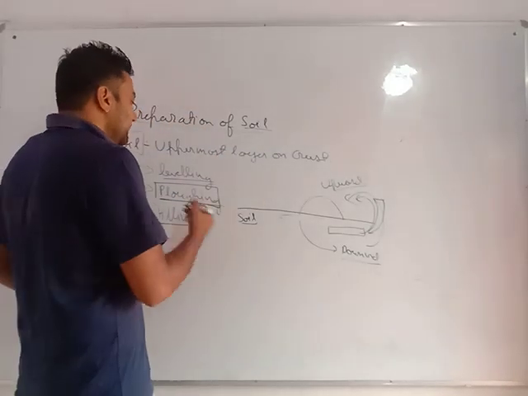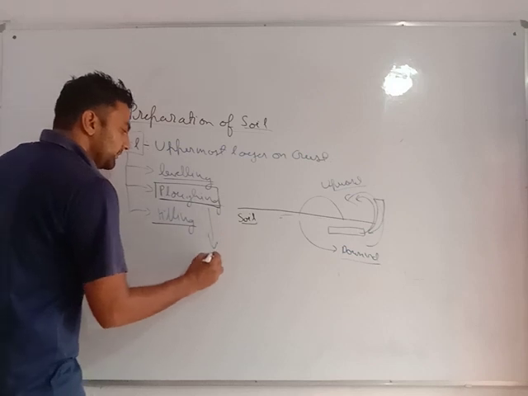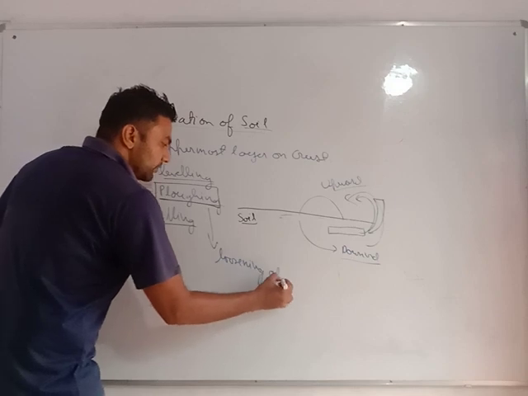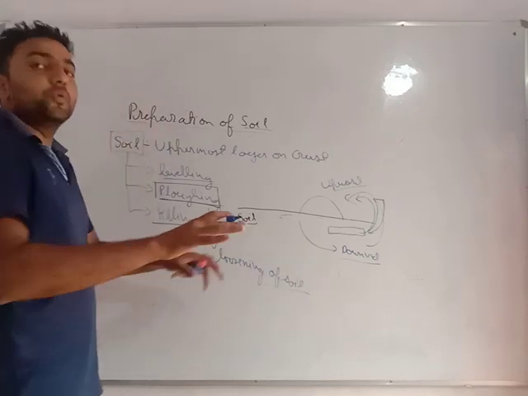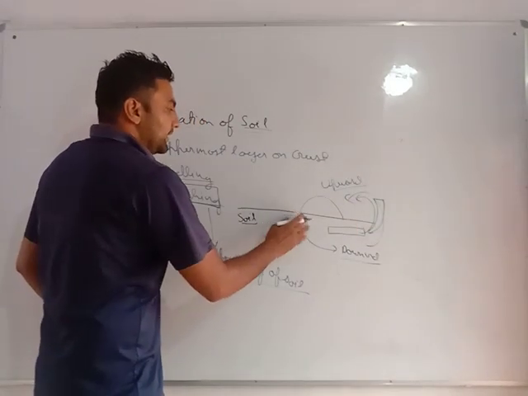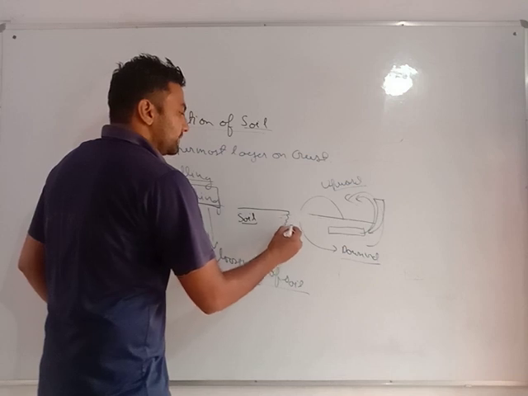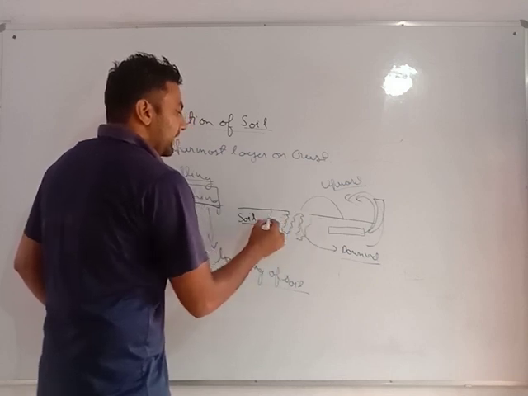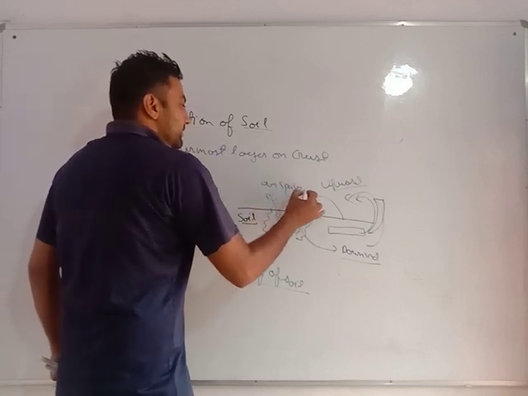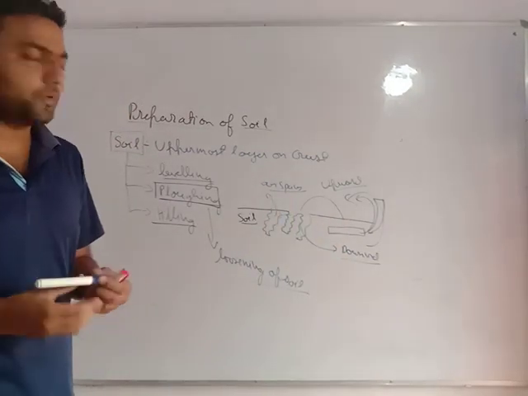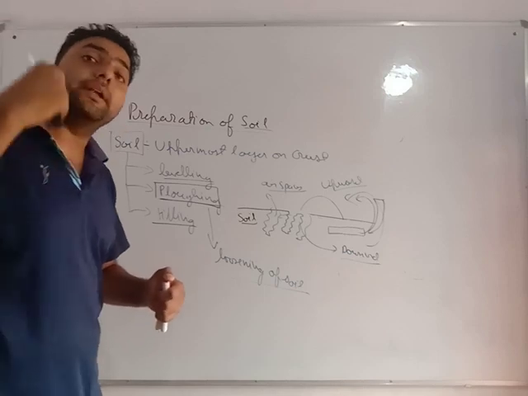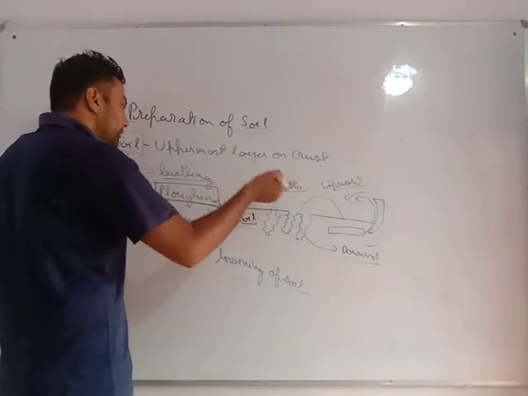And second thing, while we do plowing, what is plowing? Plowing means loosening of soil, to loosen it up. So when we do this loosening of soil, as soil gets loosened up, many air spaces are created. As air goes into it, it makes the soil more nutrient rich.